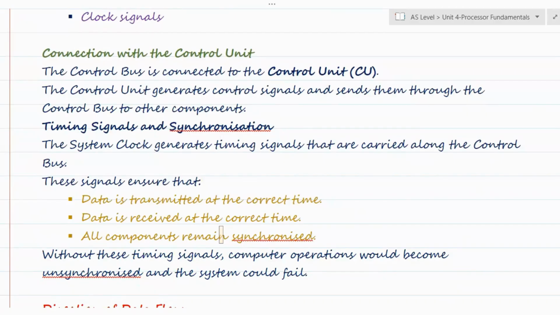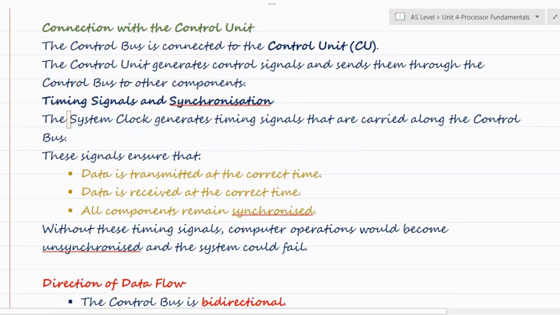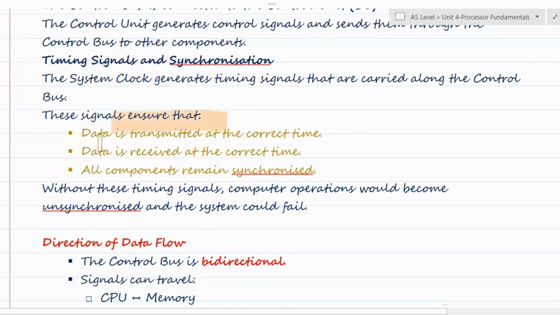The control unit, as you all know, generates control signals and sends them through the control bus to the other components. Right? The system clock generates timing signals that are carried along the control bus, and these signals ensure that data is transmitted at the correct time, data is received at the correct time, and all components remain synchronized. Without these timing signals, computer operations would become unsynchronized and the computer would fail.